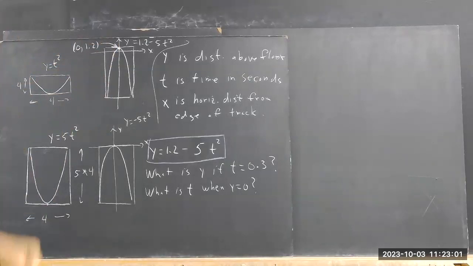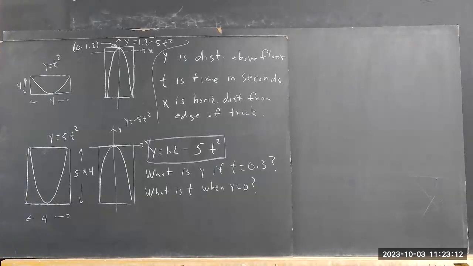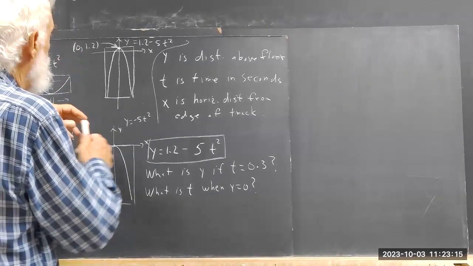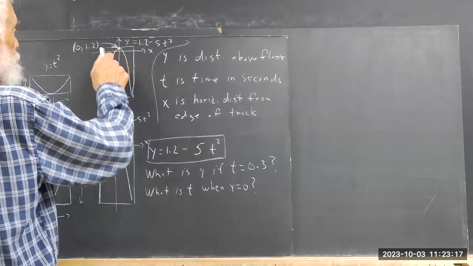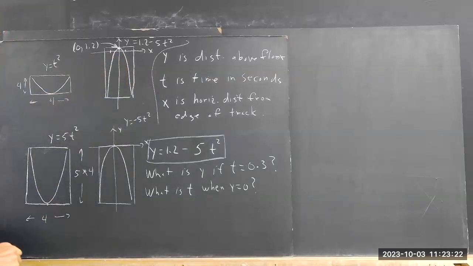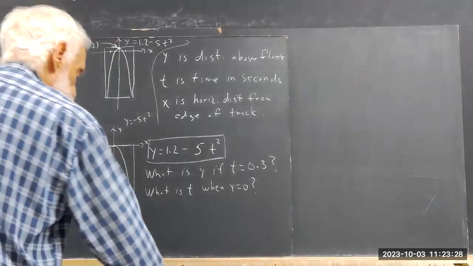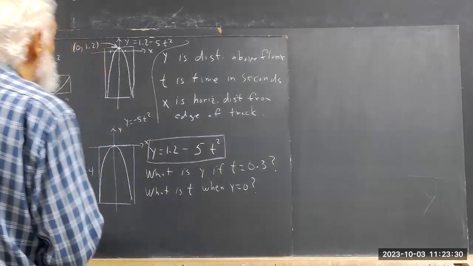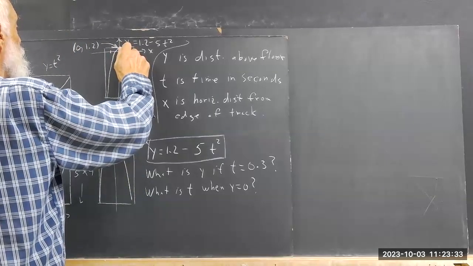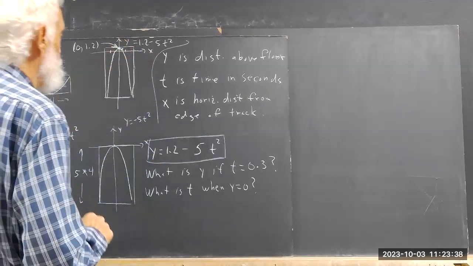Now, can we make an estimate? What is y if t equals 0.3? If we have this graph, here's where x equals 2, here's x equals 0, here's where x equals 1, of course, here's where x equals -1. 0.3 would be maybe about here, so y would be maybe here. Might be a little hard to see.